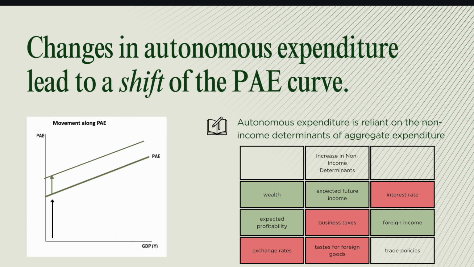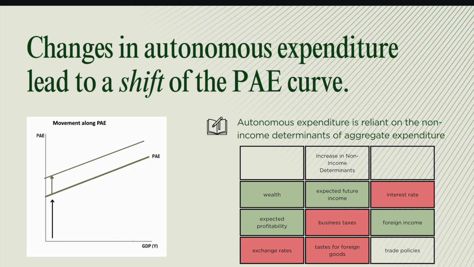Similarly, an increase in expected future incomes will boost consumption, shifting the pay curve upwards, and an increase in expected profitability on the business side of things will boost investment, also shifting the pay curve upwards. And in our last green box, we see foreign incomes. If these incomes increase, net exports will also increase because businesses will be shipping more things out of the country, and this will also cause an upward shift of the pay curve.